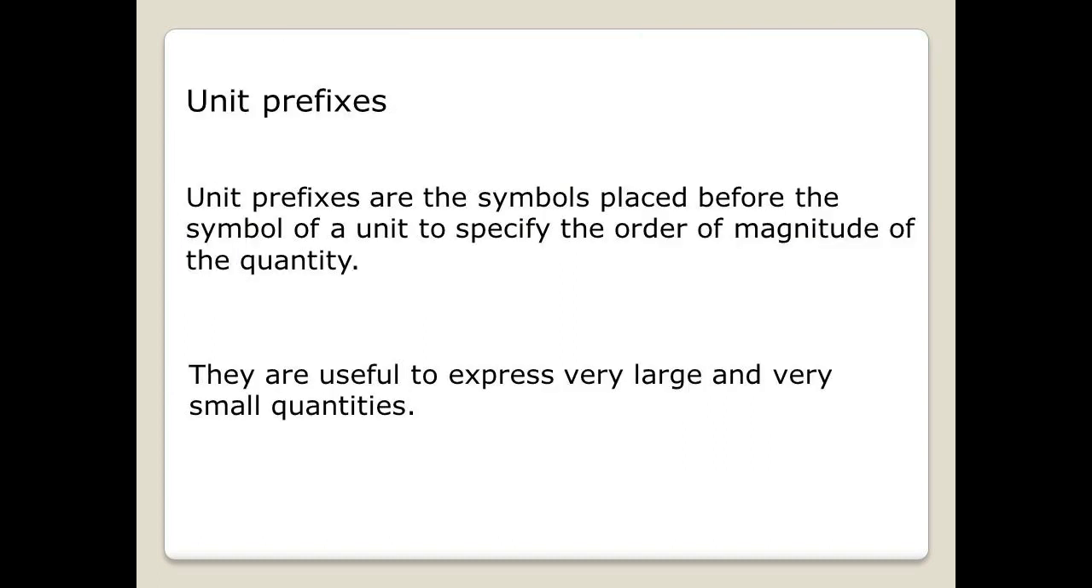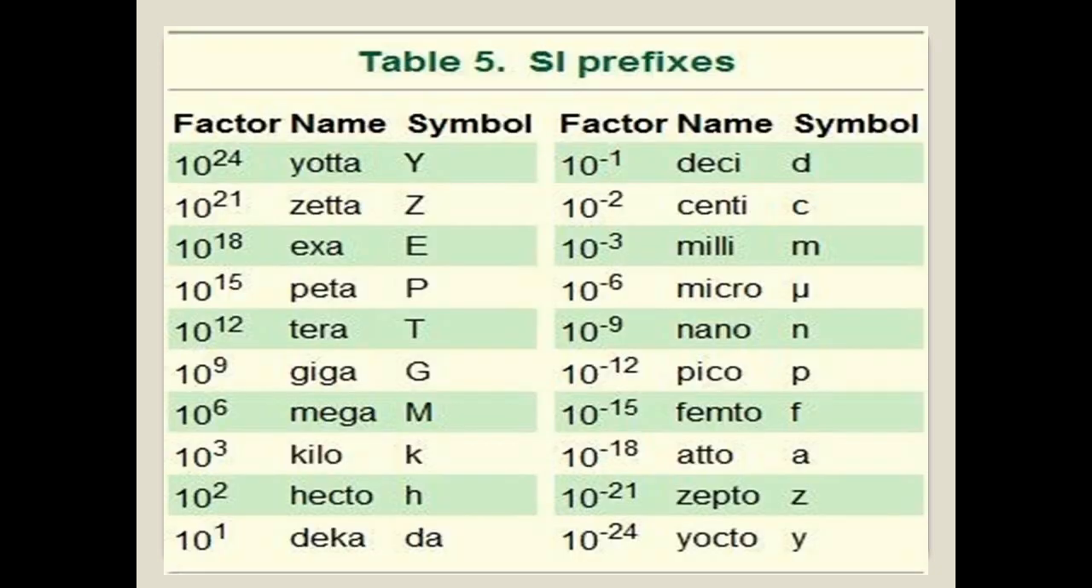Next we'll see the unit prefixes. Unit prefixes are the symbols placed before the symbol of a unit to specify the order of magnitude of the quantity. They are useful to express very large or very small quantities. Each unit prefix stands for a specific positive or negative power of 10. Here we have some powers of 10 and prefixes and their symbols.